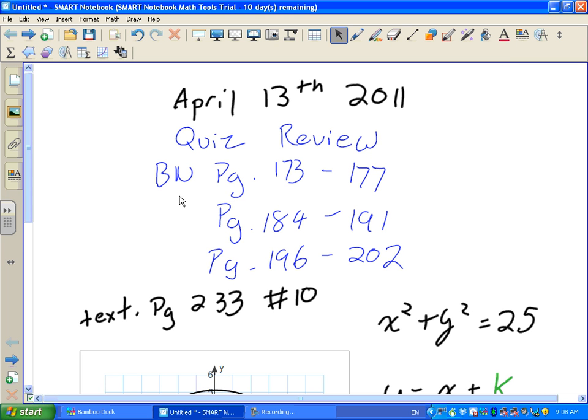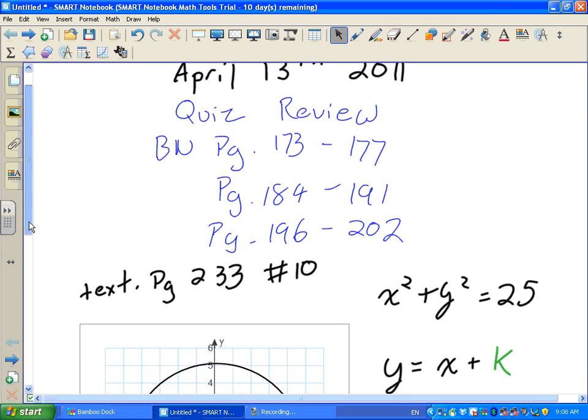Okay, you guys were doing a quiz review today. These are all the pages you can be working on. These are the scaffolding pages before our lessons. If you're able to do all these, then make sure you've completed all the homework for the quiz tomorrow.